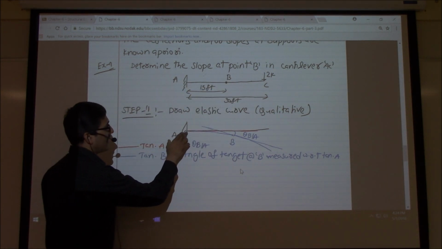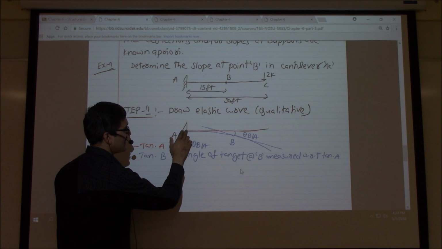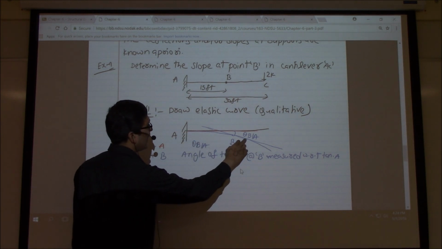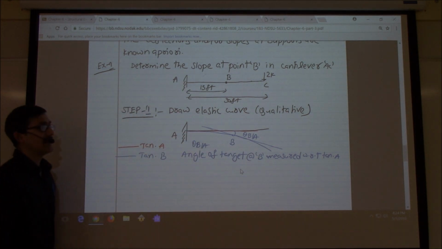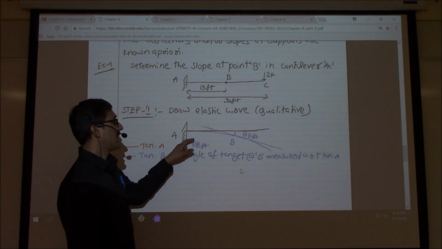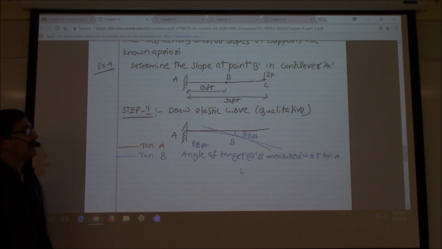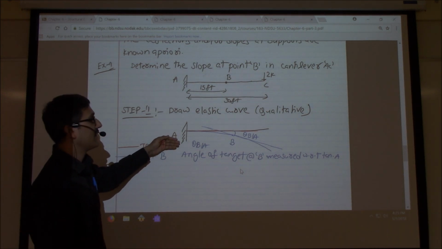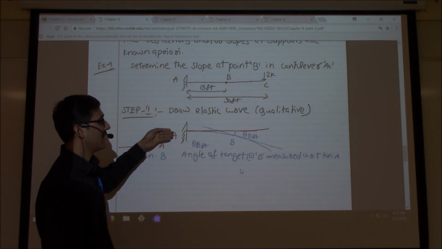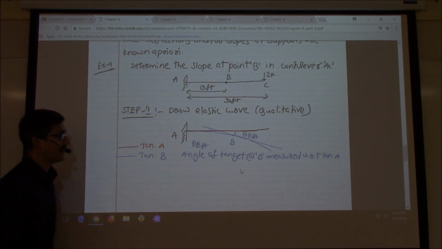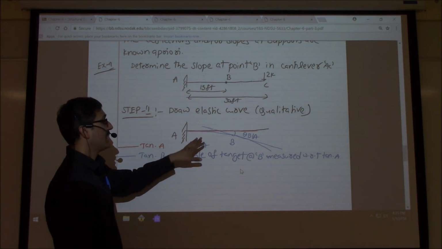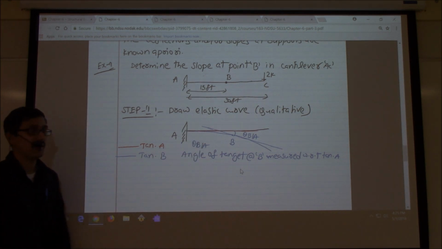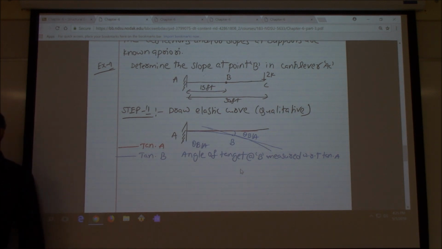In this case, if I draw a tangent through point A, just because it coincides with the x-axis, my theta B by A will become equal to theta B. But this kind of scenario may not exist all the time. So we'll look at this category 1 or type 1 kind of problems, and we'll also look at type 2 kind of problems where we do not know beforehand the angles or displacements at specific points in the beam.